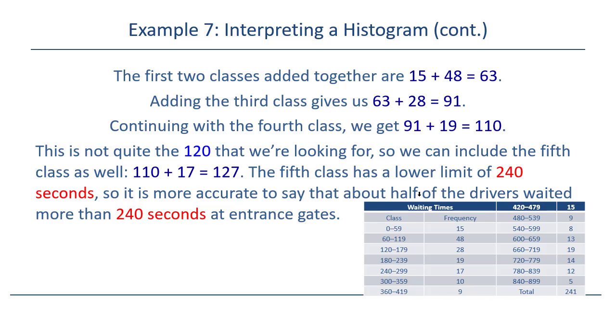So it's more accurate to say that about half the drivers waited more than 240 seconds, because we know half of them are within this class or below, and the other half are within this class and above. So you could say, 240 is the break point. You could take the midpoint of this and basically say 270, roughly. So half were below 270 and half were above 270, that kind of thing. But when it's in this kind of representation, you don't actually know the specific value, so you can't give a specific answer for what the median is, what the middle value is.